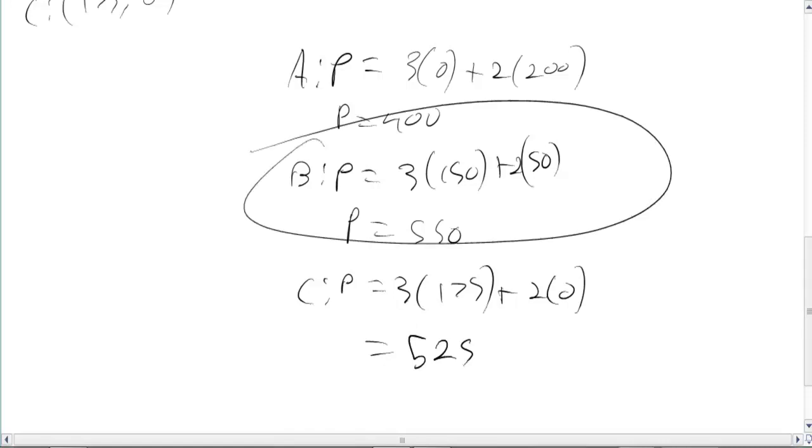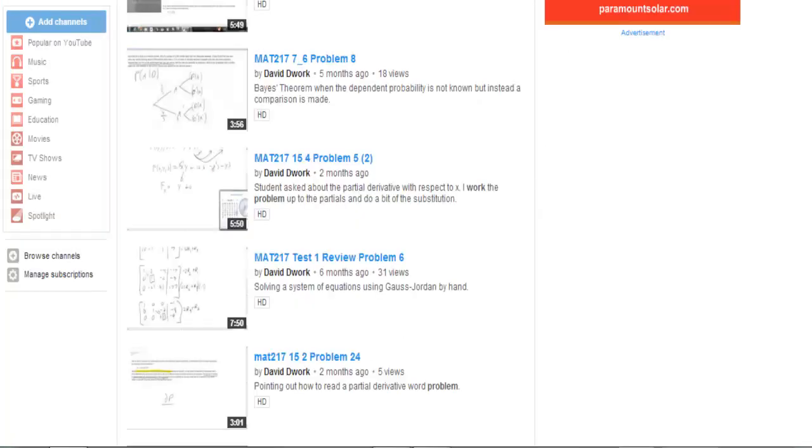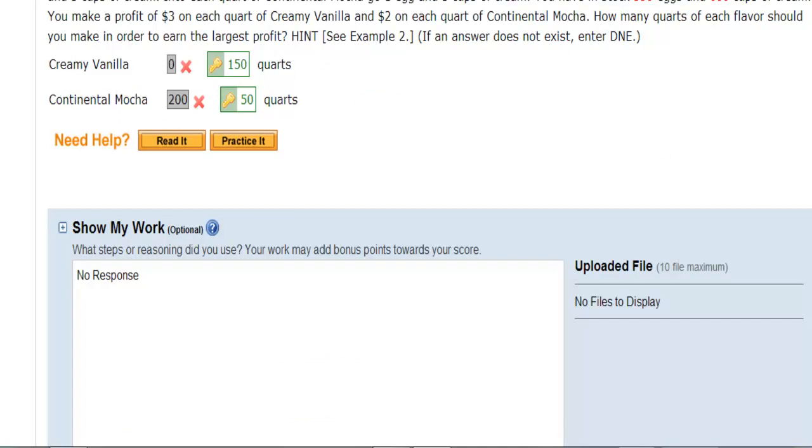So therefore we're going to say we have a max profit of $550 at the point of when we make 150 vanilla and 50 mocha. Let's check our problem, see if that's right. Whoops, helps if we're on the right screen. And there we go. You can see we should make 150 vanilla, 50 mocha, and they didn't actually ask what the profit was, they just wanted to know which ones would be the best. I hope that helps.